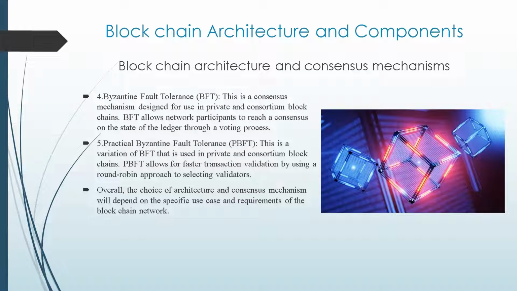4. Byzantine fault tolerance (BFT). This is a consensus mechanism designed for use in private and consortium blockchains. BFT allows network participants to reach a consensus on the state of the ledger through a voting process. 5. Practical Byzantine fault tolerance (PBFT). This is a variation of BFT that is used in private and consortium blockchains. PBFT allows for faster transaction validation by using a round-robin approach to selecting validators. The choice of architecture and consensus mechanism will depend on the specific use case and requirements of the blockchain network.